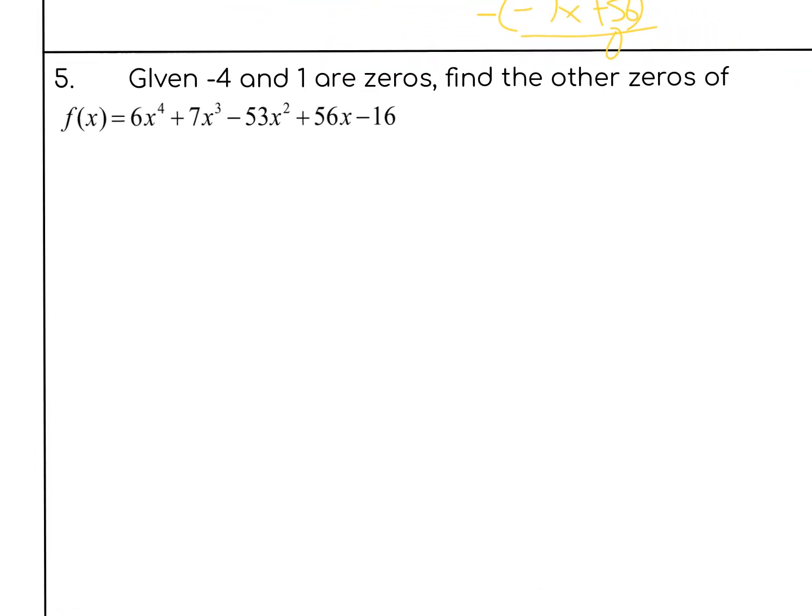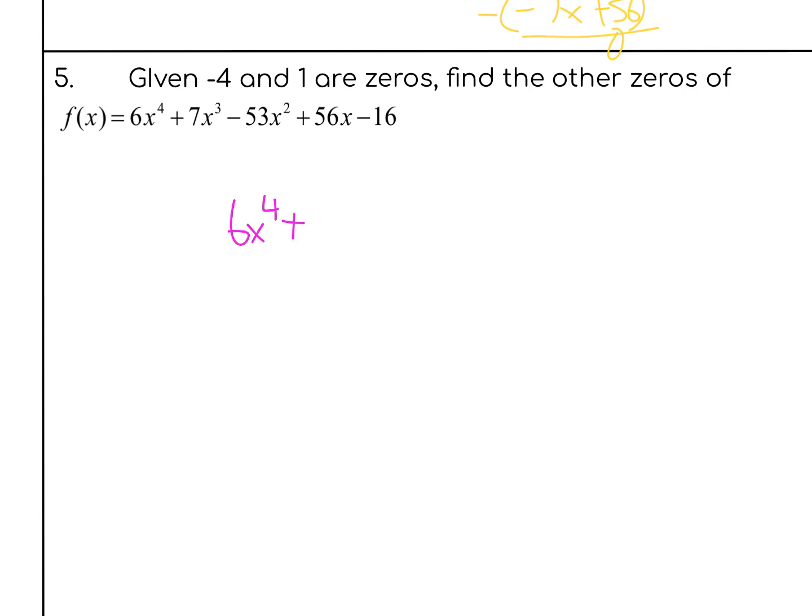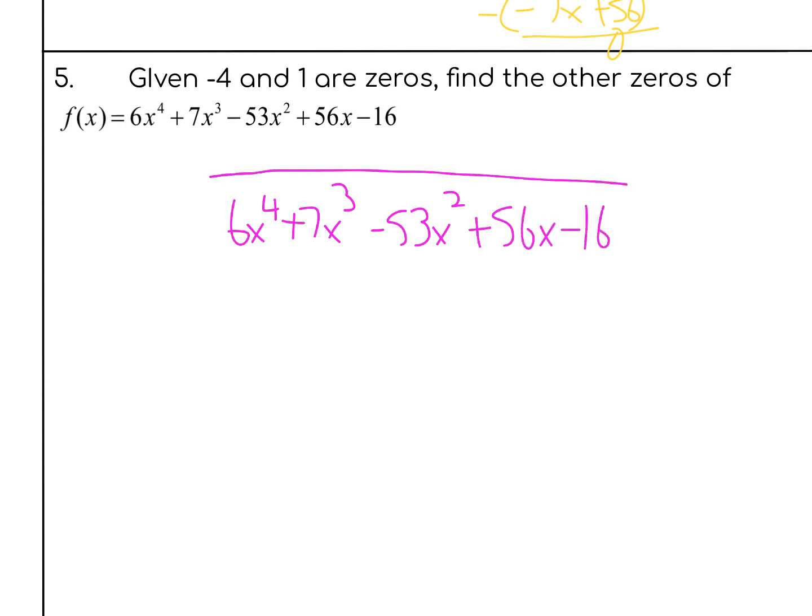Given 4, negative 4, and 1 are zeros, find the other zeros. Okay, I have some choices here. I think what most of us are going to do is, 6x to the 4th plus 7x cubed, and so on, plus 56x minus 16. Divide that by the first one, x plus 4.